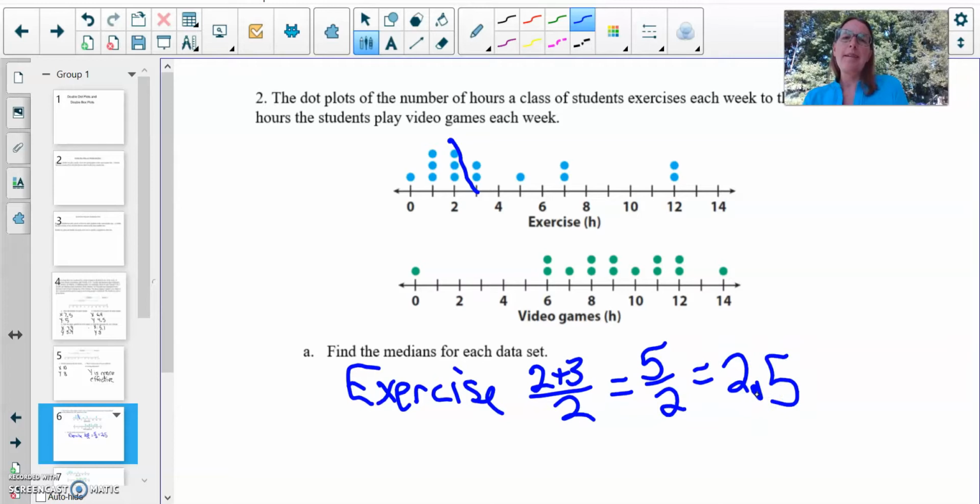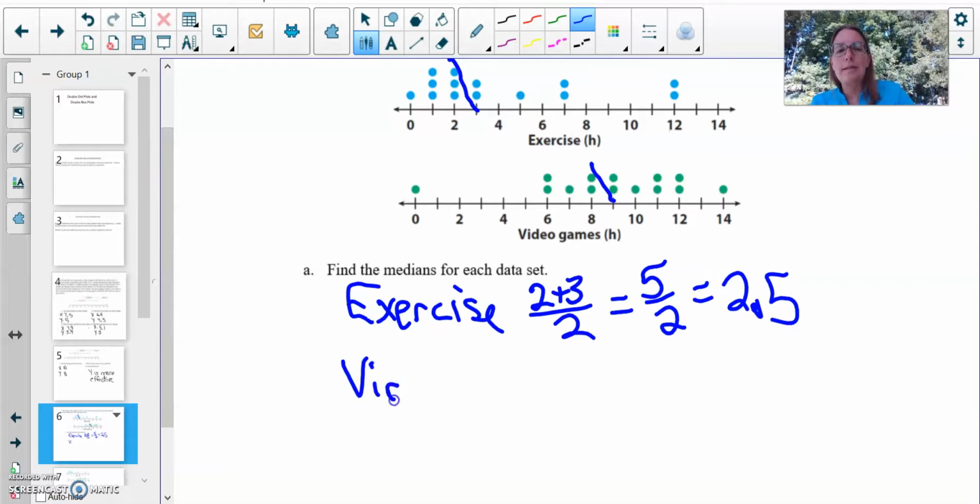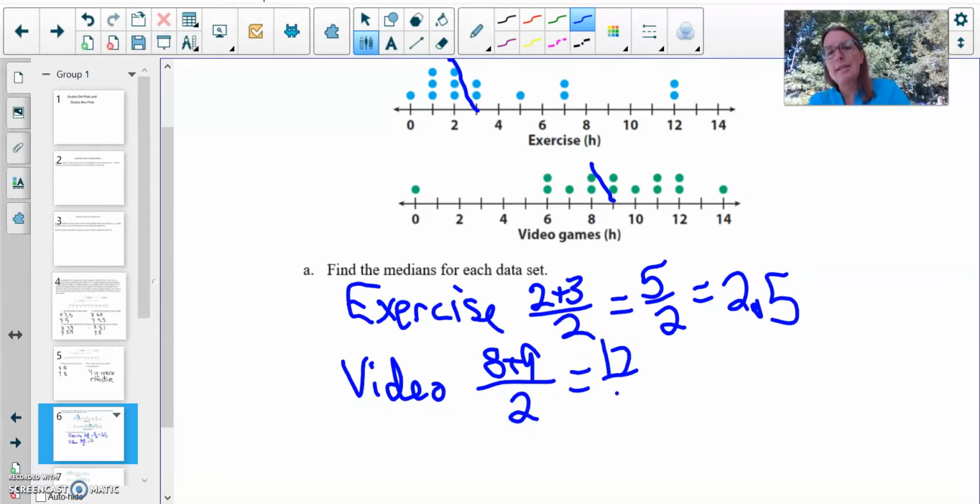For the video games, I'm just going to double check and make sure I have the same number of data values. I should, but let me just check. 1, 2, 3, 4, 5, 6, 7, 8, 9, 10, 11, 12, 13, 14. So half of 14, 7. So 1, 2, 3, 4, 5, 6, 7. So my median is between 8 and 9 for the video games. So I would add 8 and 9 together and divide by 2. So I'm getting 17 divided by 2, which would be 8.5 hours for video games.